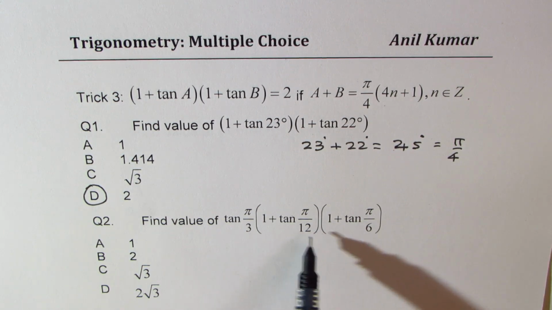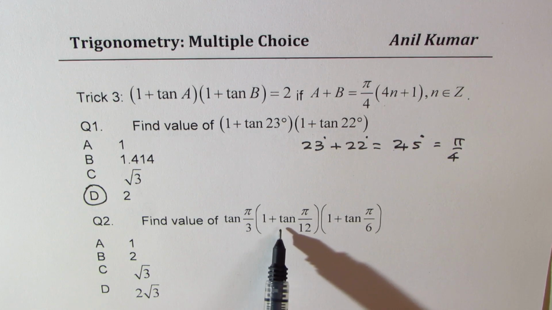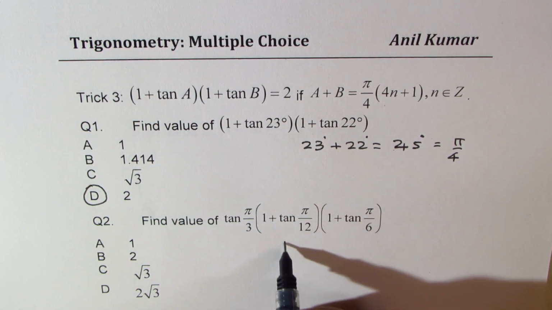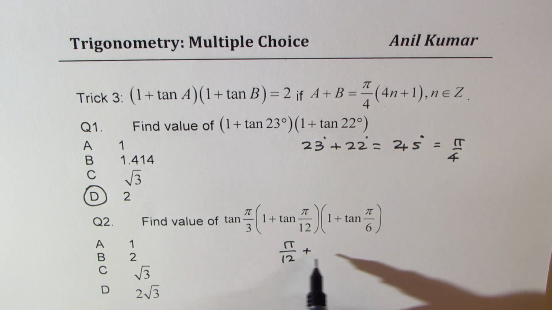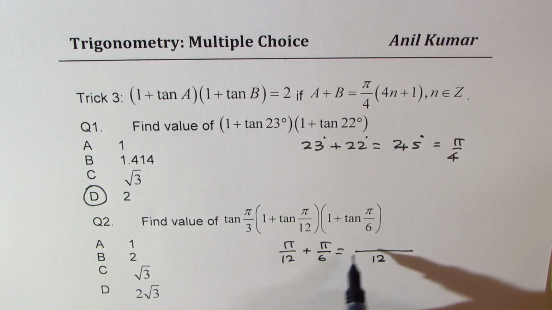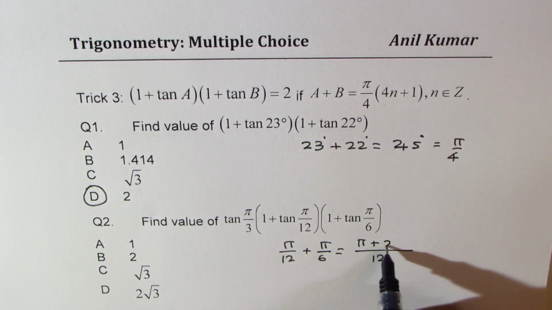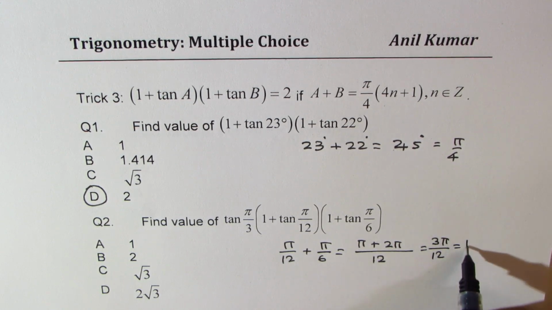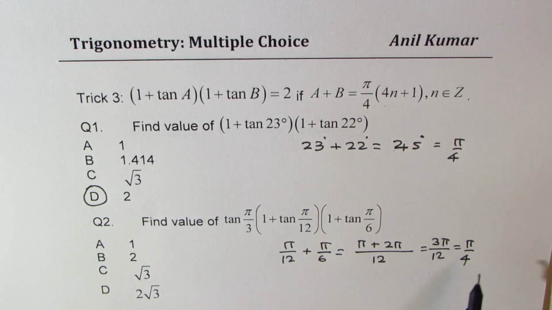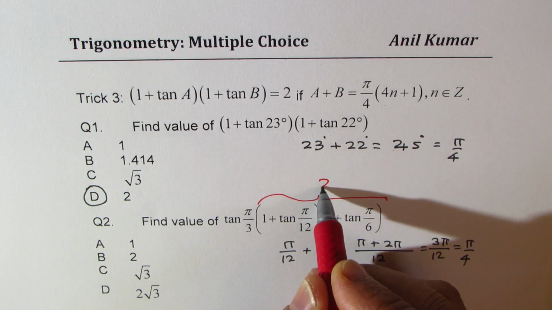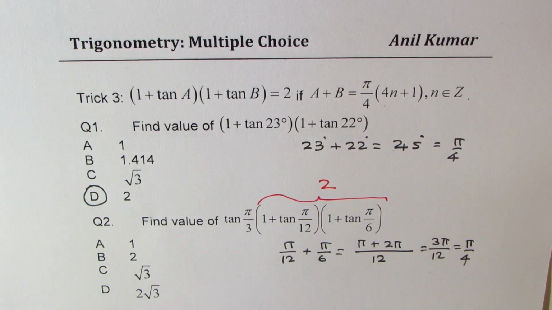Now let's look into the next one. Here we have a part which is kind of similar, and let's check. What is pi by 12 plus pi by 6 equal to? Common denominator is 12, so we get pi plus 2 pi, or 3 pi by 12, which is again pi by 4, correct? So that means that this portion here is equal to 2.